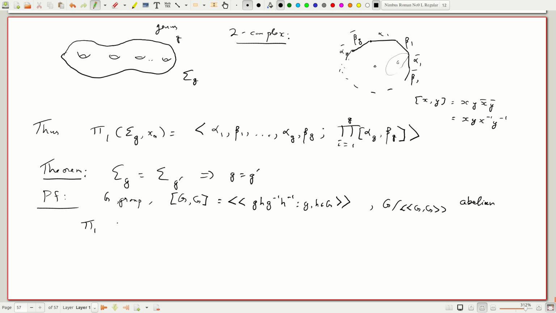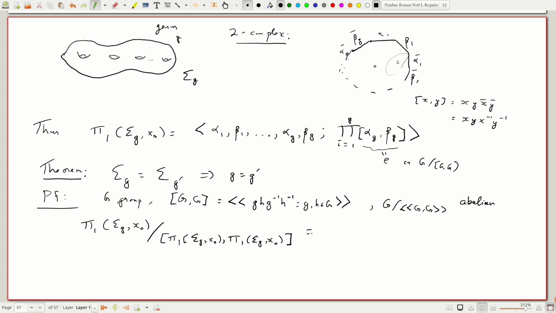Now what happens when you abelianize here? Now if I look at pi 1 of sigma G, x0 abelianized, that is I divide it by the commutator subgroup, as it's called, of pi 1 of sigma G, x0 with itself. What happens to this guy? What happens to the relation? Well, it just dies, you see, because for example, if I look at alpha i, beta i, this is equal to identity in G over [G,G]. Each one of them, and hence their product is the identity.